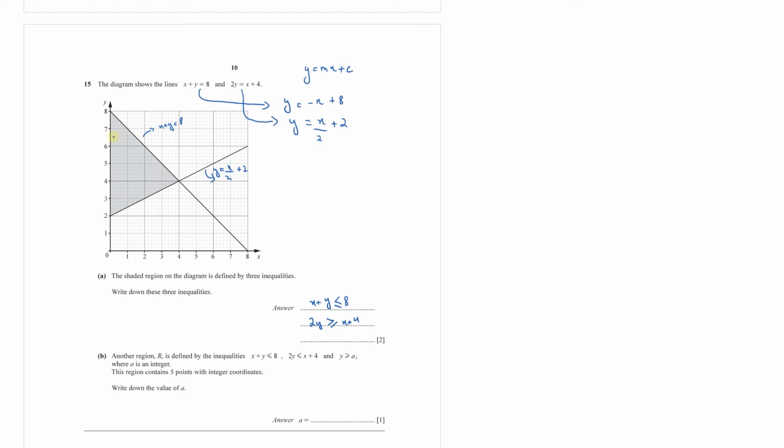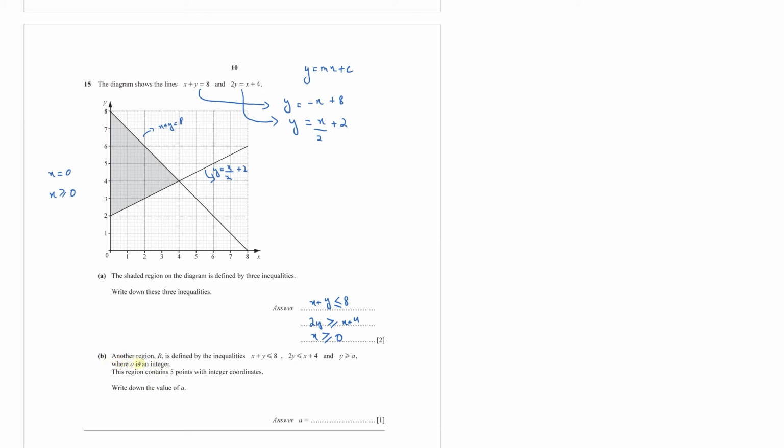So the third one is the line here, which is the y-axis. You know that the equation for the y-axis is x equals 0. Since the shaded region is towards the right side of the y-axis, the inequality becomes x is greater than or equal to 0. So the third inequality that represents the shaded region is x is greater than or equal to 0.